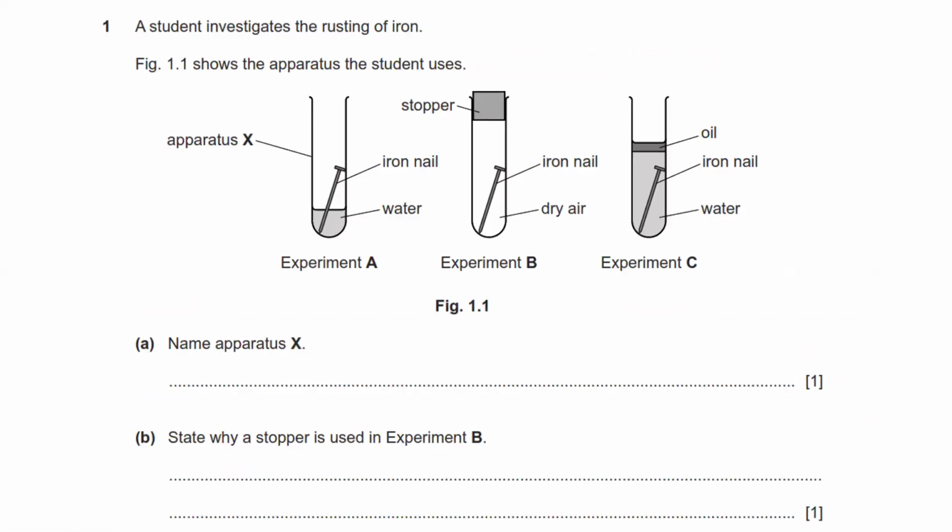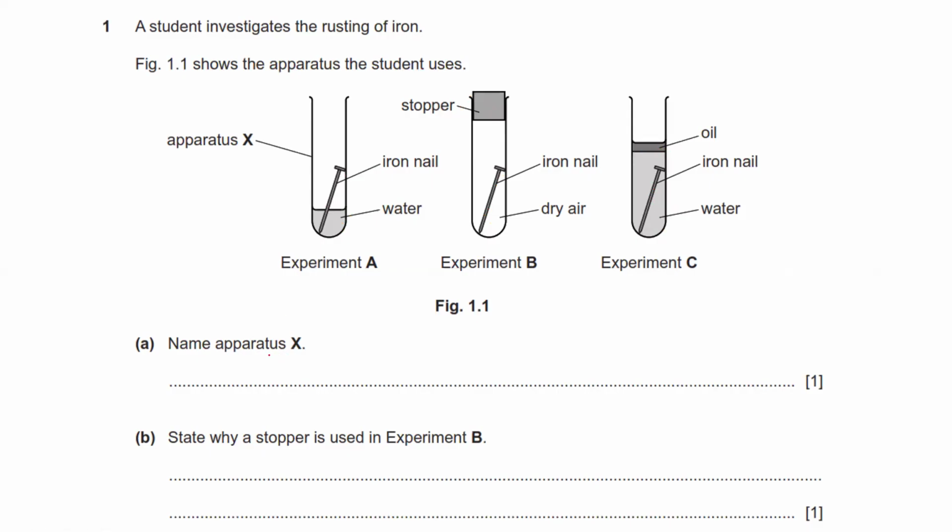Question number 1. It says, a student investigates the rusting of iron. Figure 1 shows the apparatus the student uses. Here we see three different test tubes labeled experiment A, B, and C. In experiment A, we have water and a nail. In the second experiment, we have a nail that is enclosed in a test tube with the help of a stopper. And then we have experiment C, where we have a nail inside water and there is a layer of oil over it.